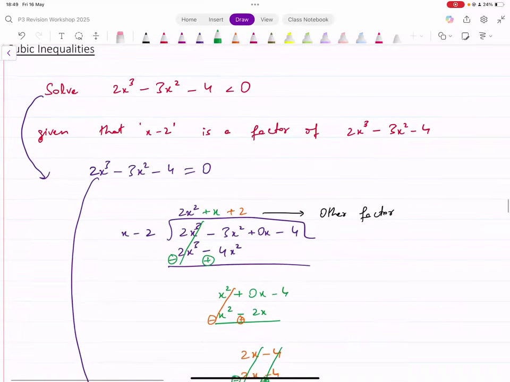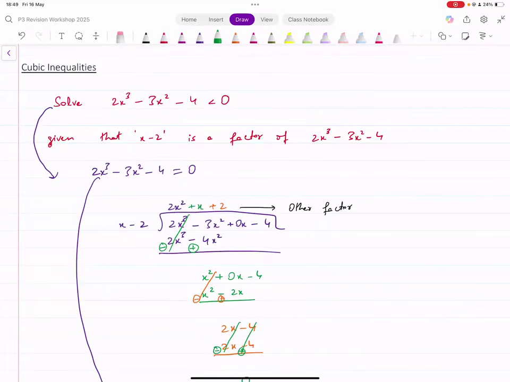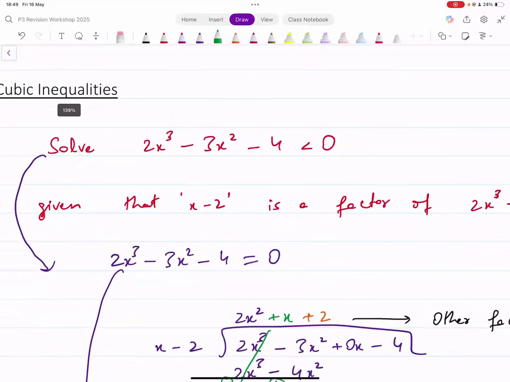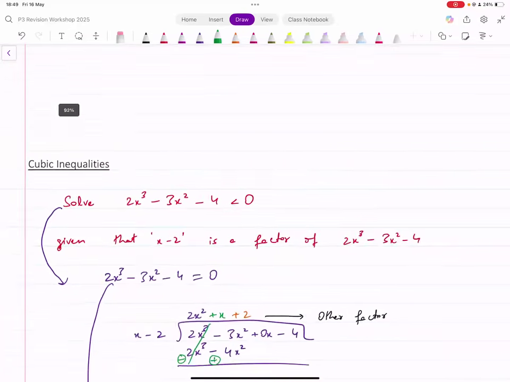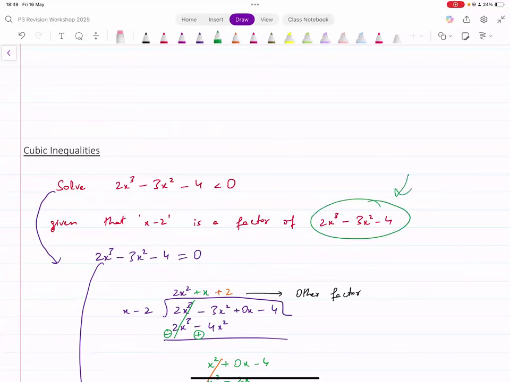Then the next thing is cubic inequalities. So sometimes you'll have to solve cubic inequalities as well. Now, how does this work? For example, they might ask you to solve this inequality, 2x cubed minus 3x squared minus 4 less than 0, given that x minus 2 is a factor of this polynomial.